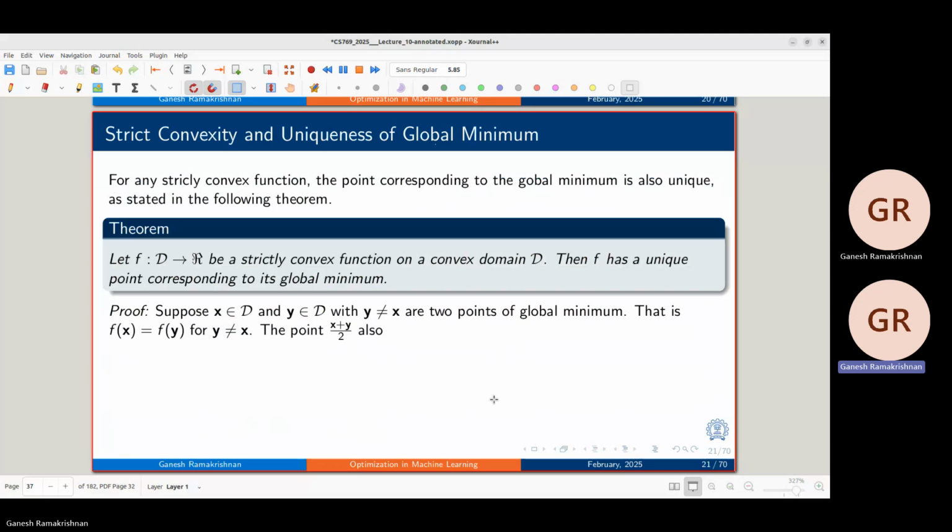Now, it turns out that if the function is strictly convex, and this is an even simpler thing, then every point of local minimum must be a point of global minimum.